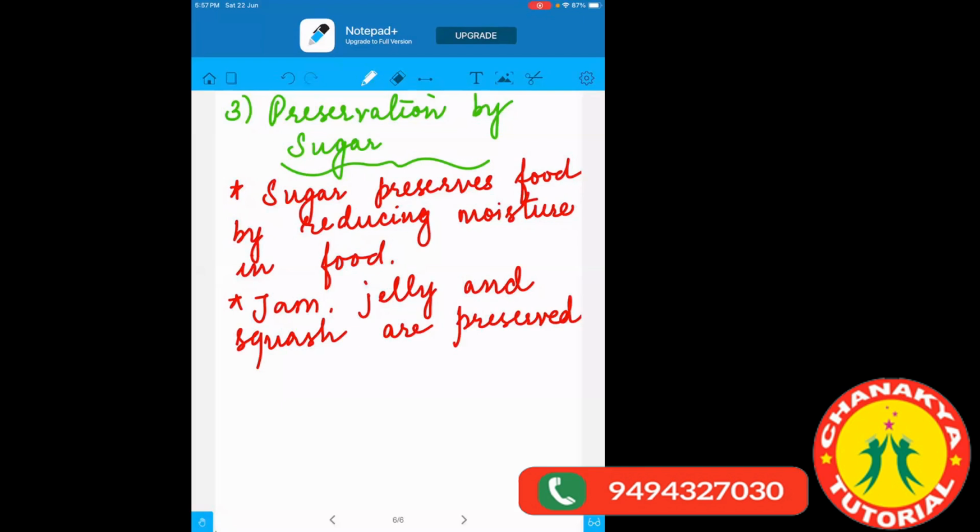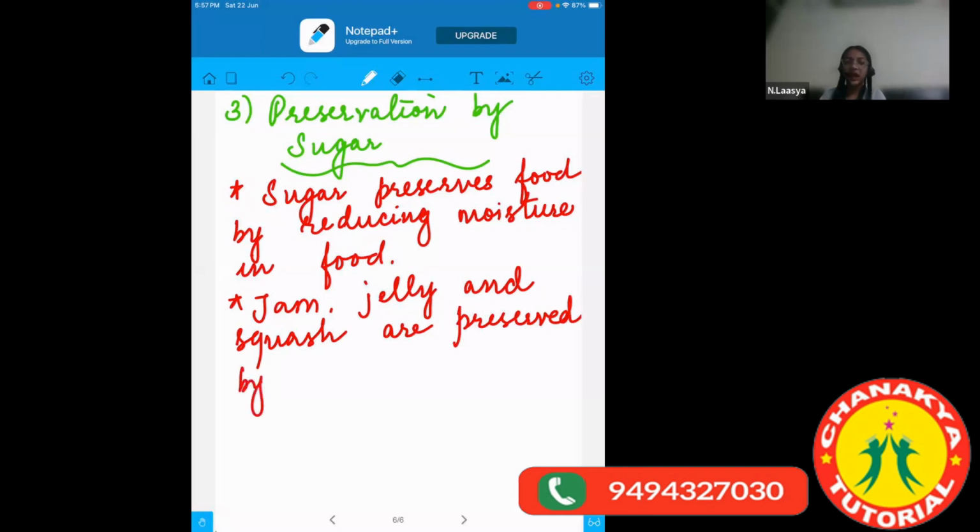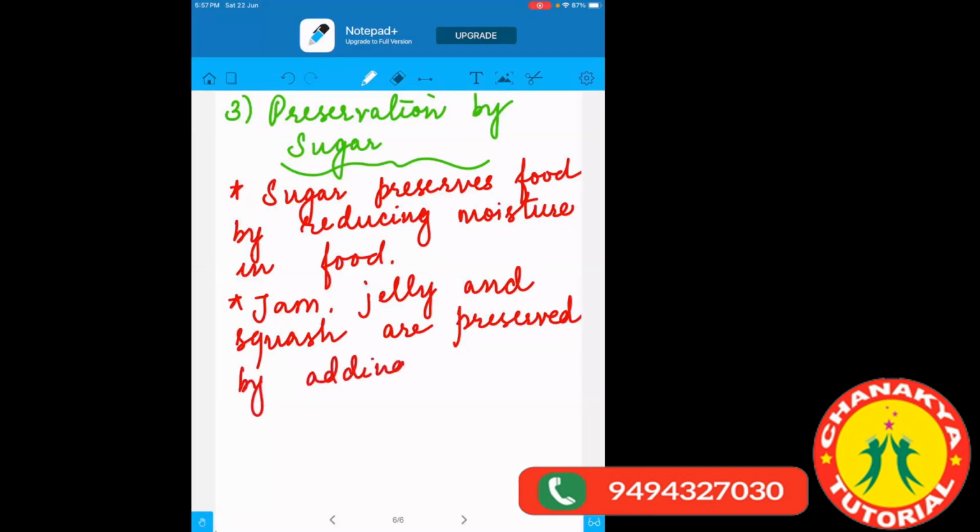Yes, ma'am. So this is about the preservation by adding the sugar. So you can make the jam, jelly, squash by adding the sugar to it. So note this down. Ma'am, so sugar cannot be affected by microorganisms?